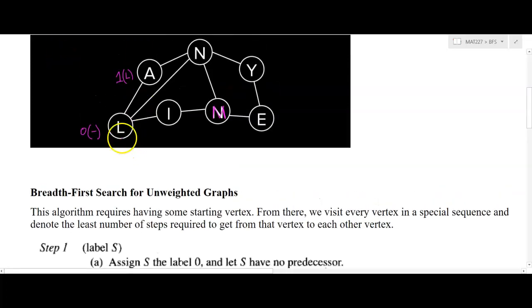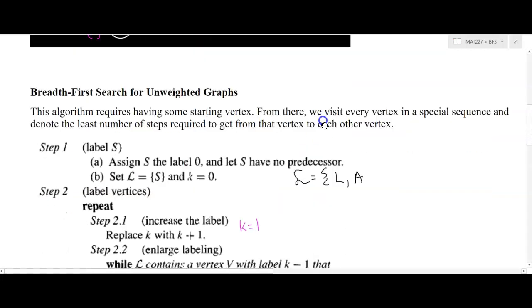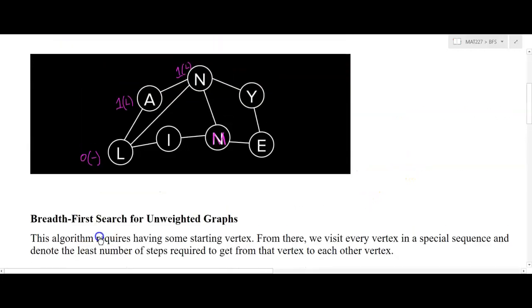We're now going to say that the distance from L to N is also a W. It's a vertex adjacent to L, and it's going to have a distance of 1 as well. Its predecessor is L, and we are going to add that vertex to our list. So that was vertex N.